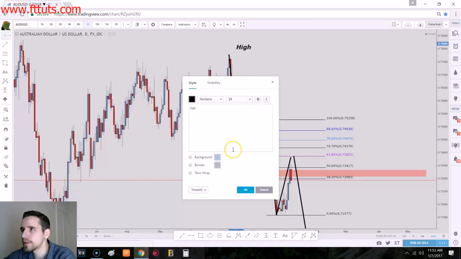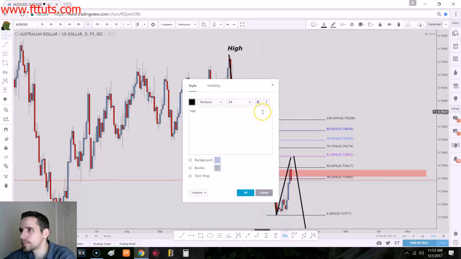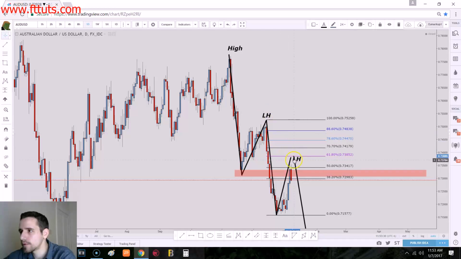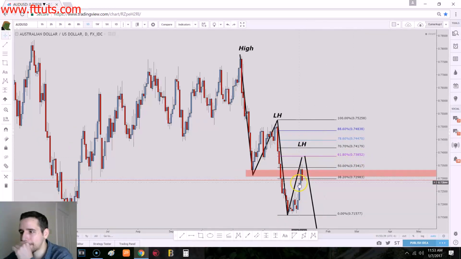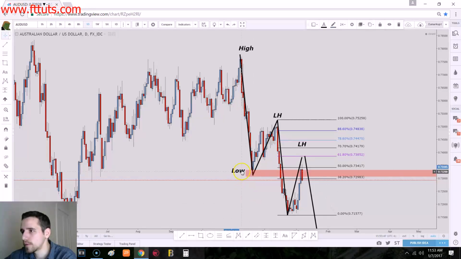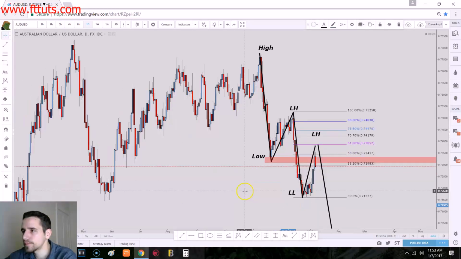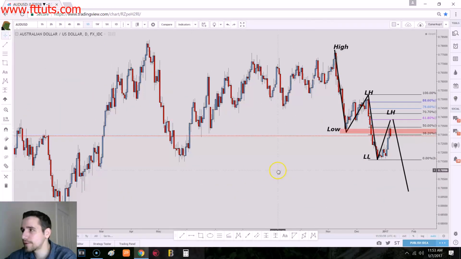Make these bigger for you guys. So be a high. We have a lower high, LH. And then we have another lower high right here. Possibly, right? We don't know yet. This actually might keep going up to the 61.8, but we'll see. So this will be a low, and this will be a lower low. Alright, so you guys are understanding what I'm saying here, what I'm trying to show you guys. Just market structure. Excuse me.